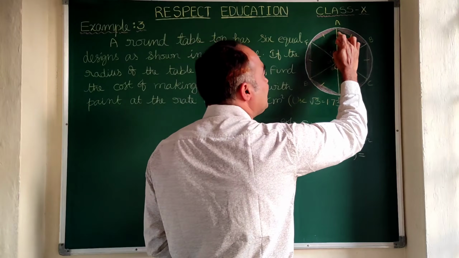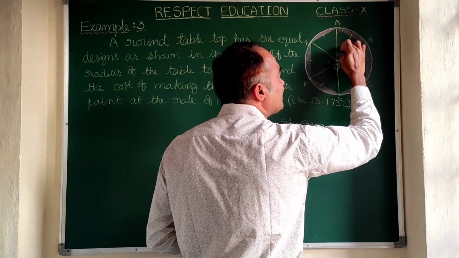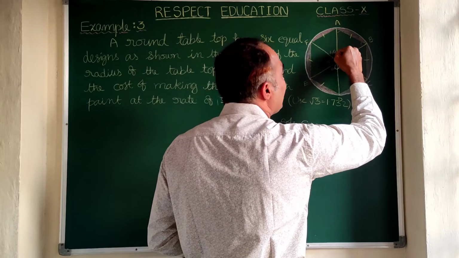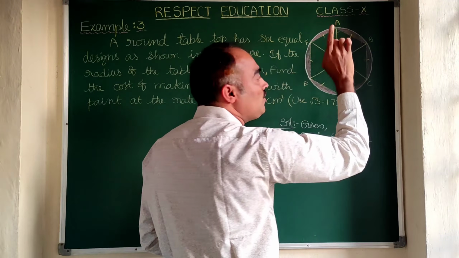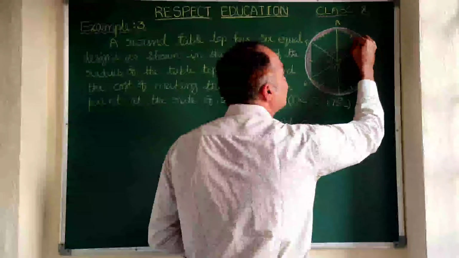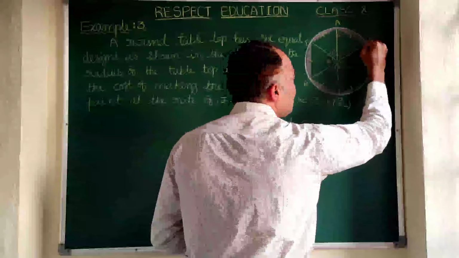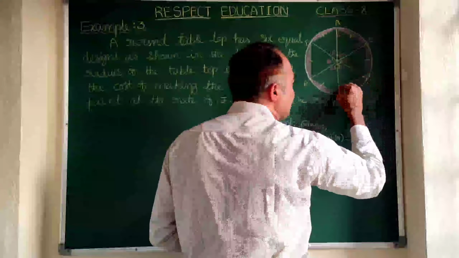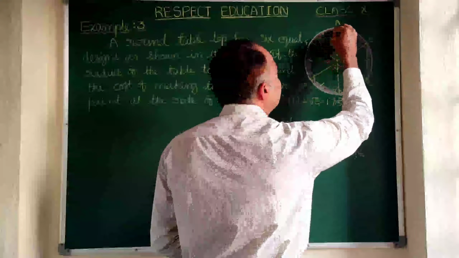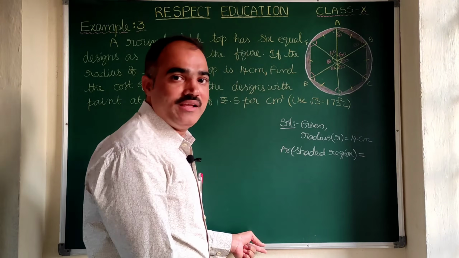Clear? So here it is 180 degrees minus 60 degrees by using the angle sum property. 180 degrees minus 60 degrees is 120 degrees, which will be shared by both of them equally. So each will get 60, 60. Similarly here also 60, 60. Same 60 degrees, 60 degrees. Here also 60, 60 degrees.